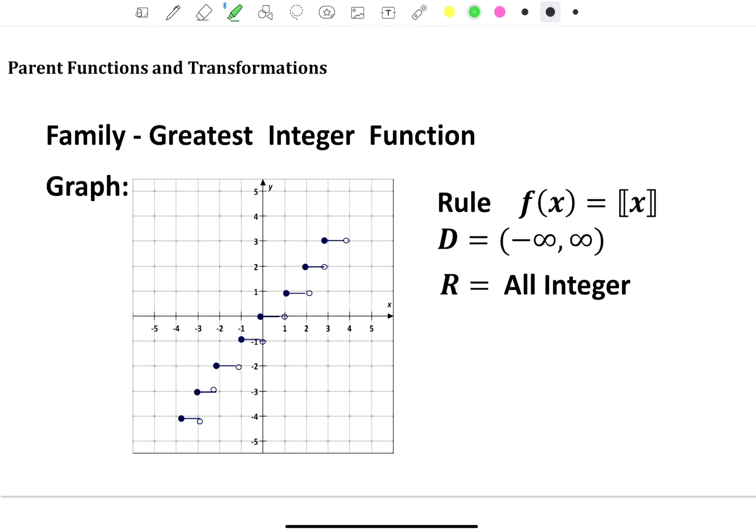Next, we have the greatest integer function. The graph is also called a step function. The graph of the greatest integer function will have a closed dot at the starting point and a hole at the end point, and the graph looks like a staircase. That's why it's called a step function. Domain is negative infinity to infinity, and range is all real numbers.